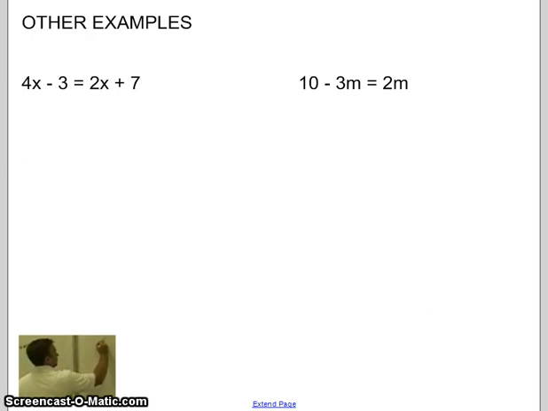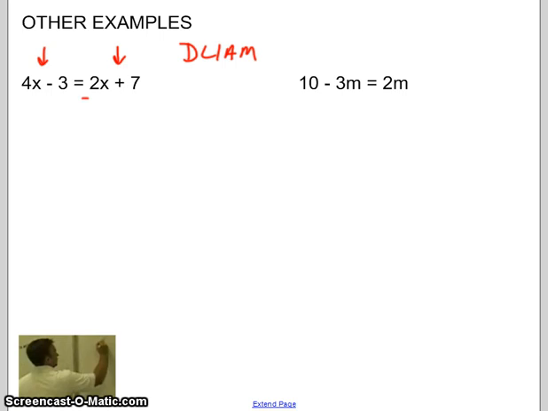Alright, let's look at some more examples. Remember our order for solving. Distribute. Can I distribute here in my first example? No. Are there like terms on either side? I look on the left side. Are there like terms? No. Are there like terms over here? No. Okay, inverses.